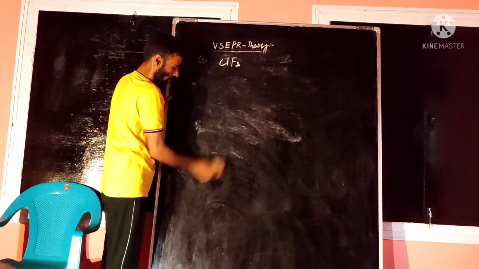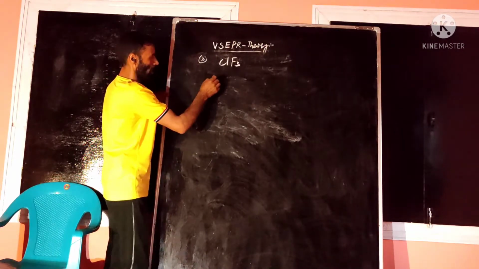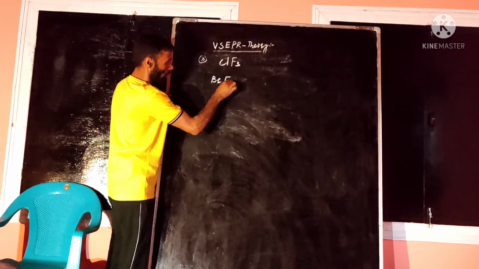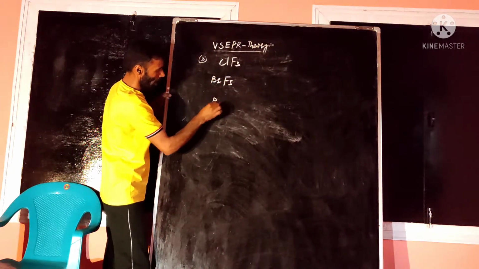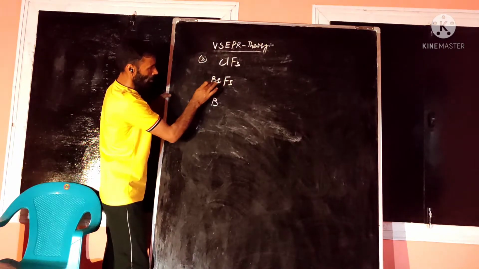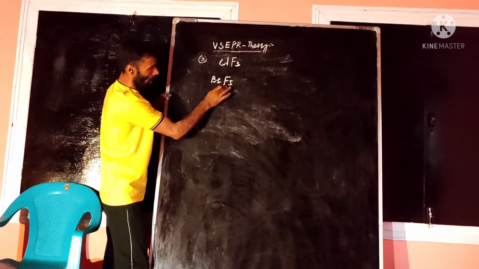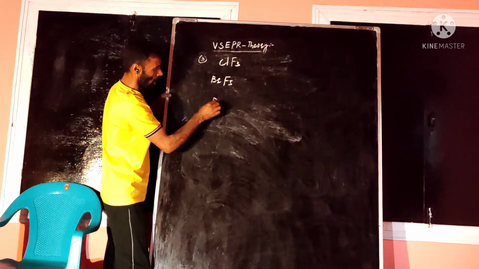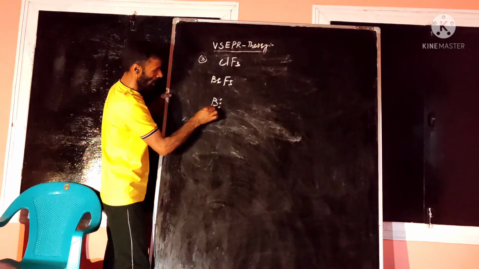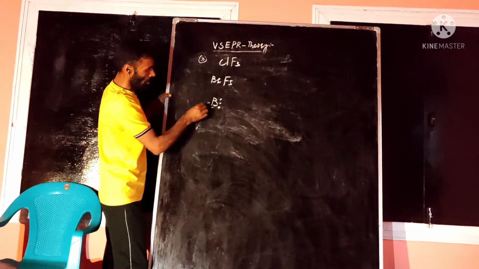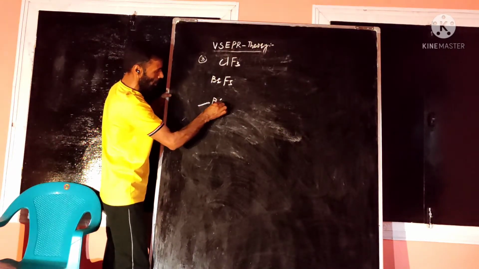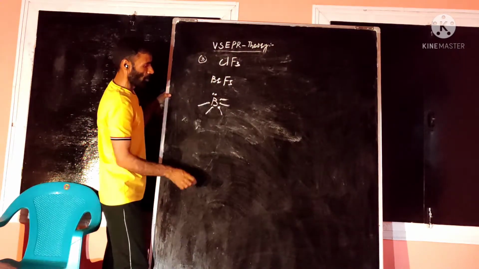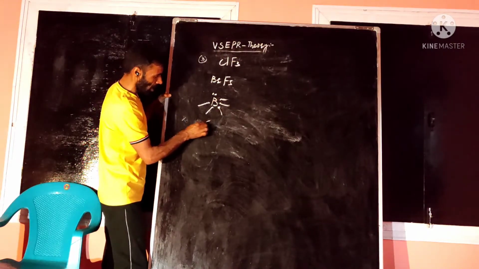Now I will move towards this example, BrF5. Bromine, we know, has 7 electrons. Among these 7 electrons, 5 are involved in bond formation. So in total, there are 5 bond pairs. Simply, I will write here a rough sketch. These are the 5 bond pairs. After that, 7 electrons in total, so 1 pair is a lone pair. In total, there are 6 pairs.